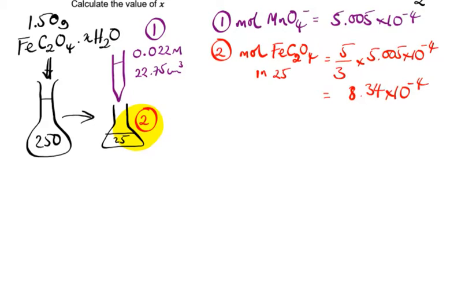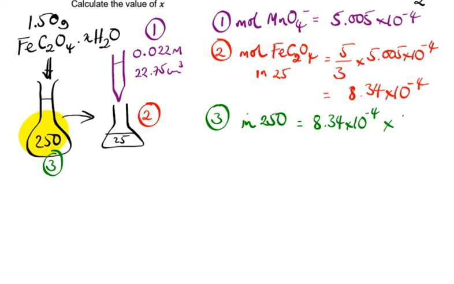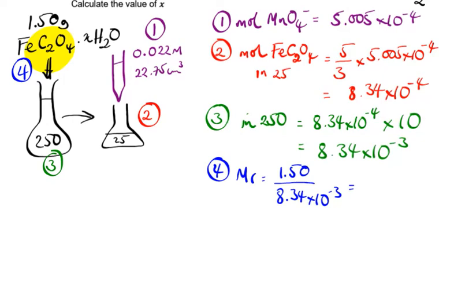That's in 25, so we want to know what we've got in 250. So we simply need to scale up by a factor of 10. So 8.34 times 10 to the minus 3. We can now get the MR by using the mass and the moles that we worked out in the previous stage. So we're just doing the mass divided by the moles that we've got, and that comes out to be 179.8.